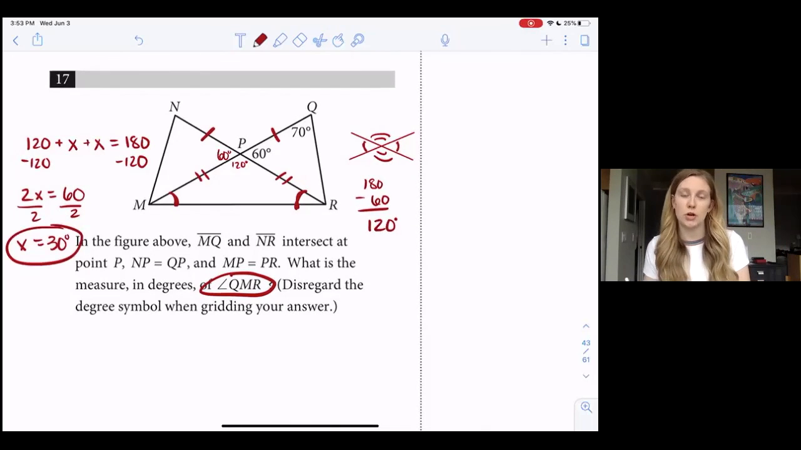And then just remember, you don't have to worry about the degree symbol when you're gridding it in, so you can just write the number.